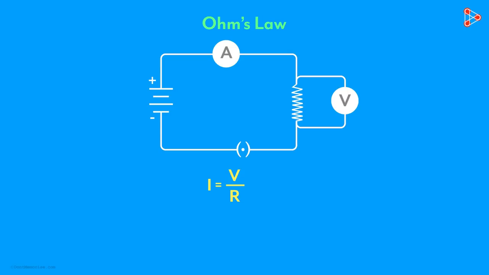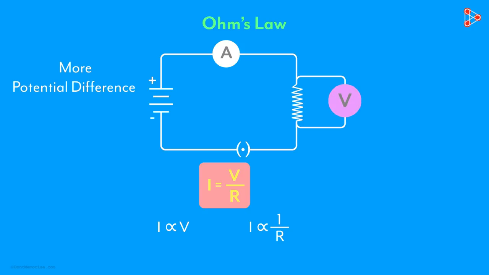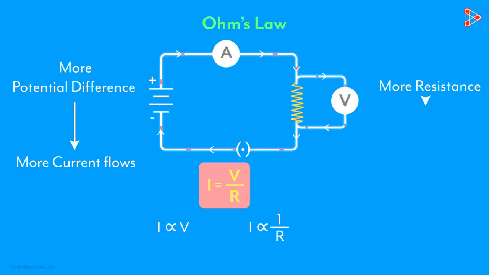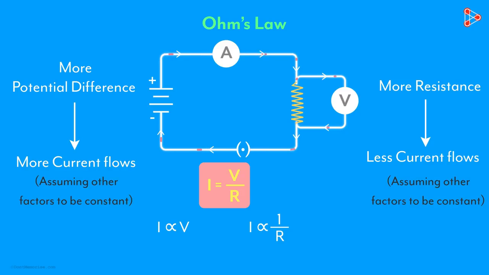Ohm's law, in simple words, gives us the relationship between the current, the voltage and the resistance in a circuit. This tells us that the flow of current is directly proportional to the potential difference between the points and inversely proportional to the resistance. If the potential difference between 2 points is more, the current flowing through it will be more. And if the resistance is more, the current flowing through it will be lesser. This is assuming that the other factors are constant.